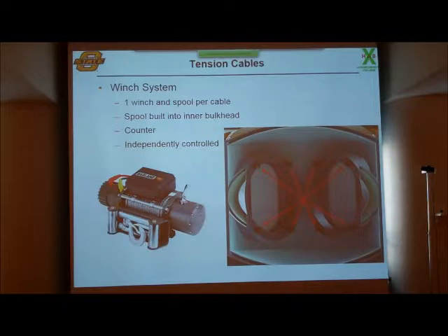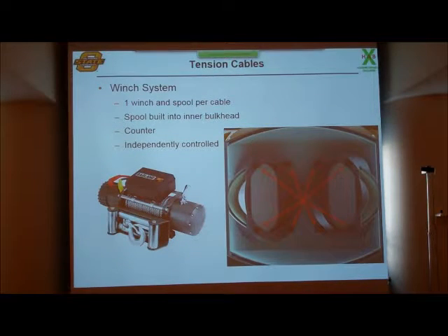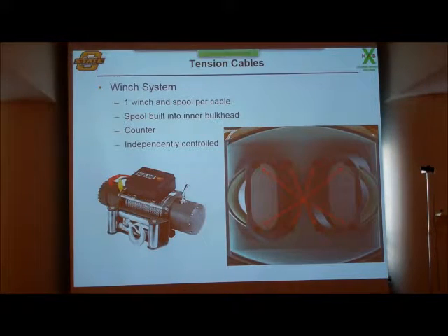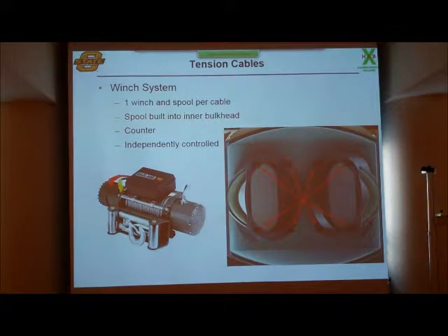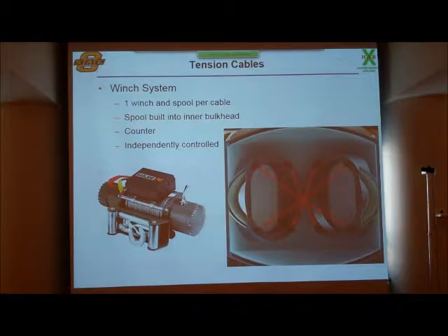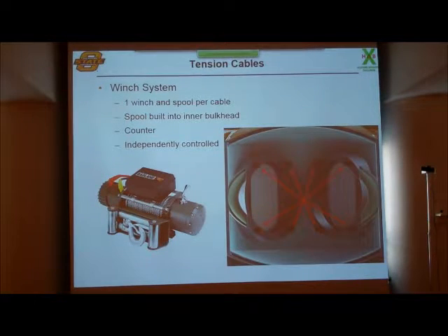So the system that we have to control the tension cables, we went with a winch system. There's going to be 1 winch per cable, so 4 winches per green wing. The spool of the winch will be mounted inside the boxes built into the pressure door bulkhead, as shown by the arrows on the right. Each winch is independently controlled, so no wires move in tandem, giving us more control through deployment.